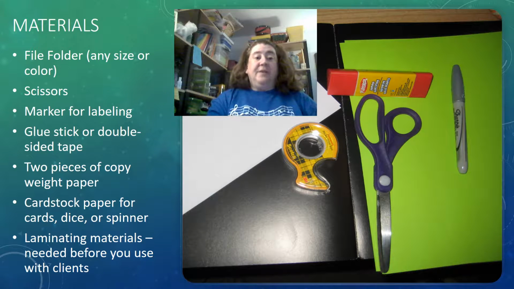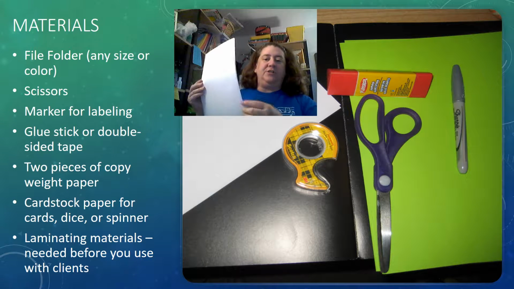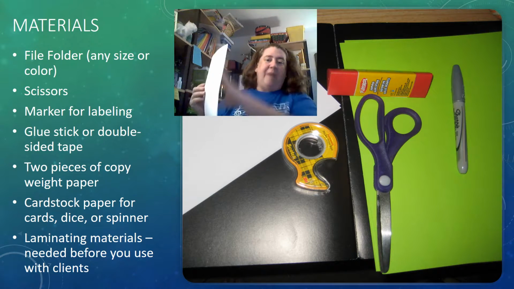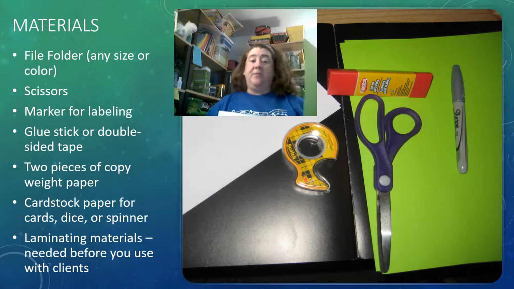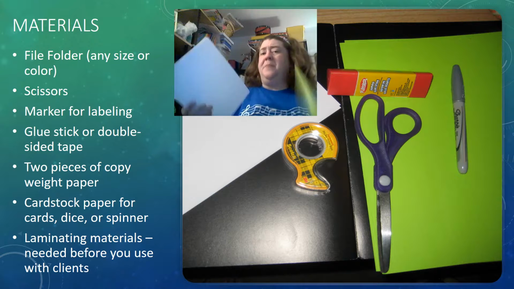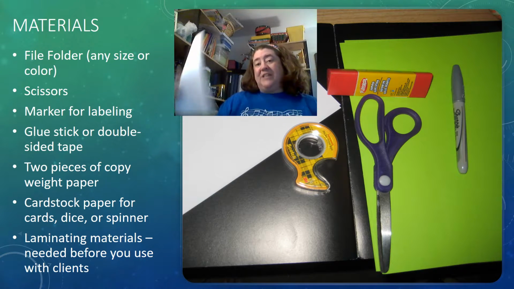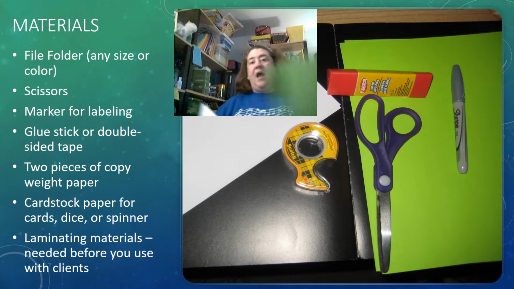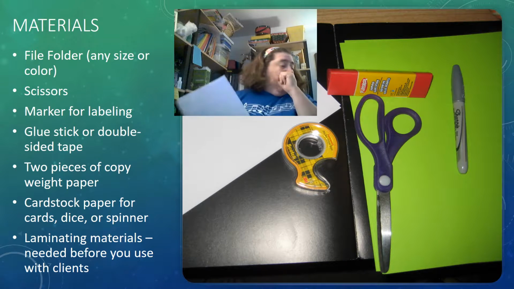You also need to have 2 pieces of copyweight paper, and this is if you're going to use the generic template or if you want to have some sort of path that you're going to put onto yours. You also need to have cardstock paper for your cards, for your dice, or for your spinner. And the basic rule of thumb between paper is you use copyweight paper for anything you're going to attach to the file folder, and you're going to use cardstock paper for anything that you're going to use with your hands, anything you're going to move around.